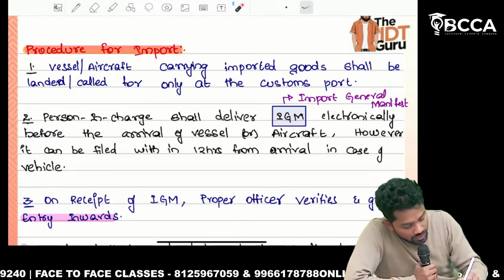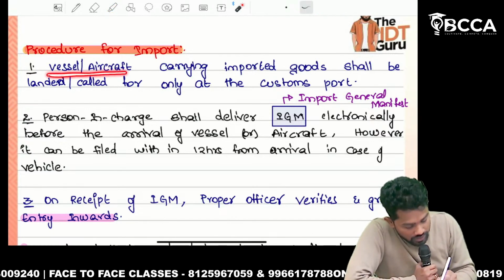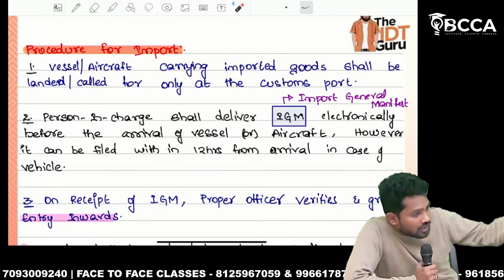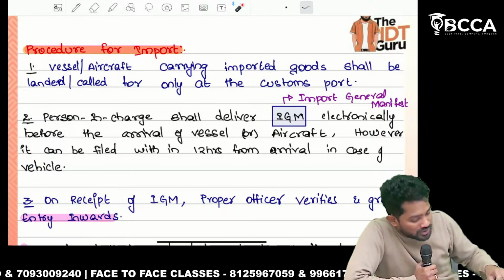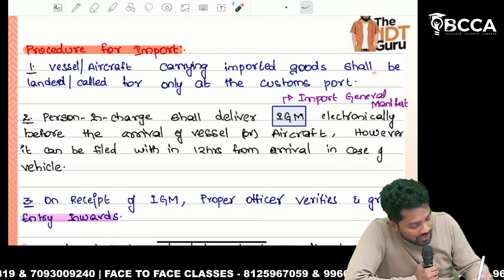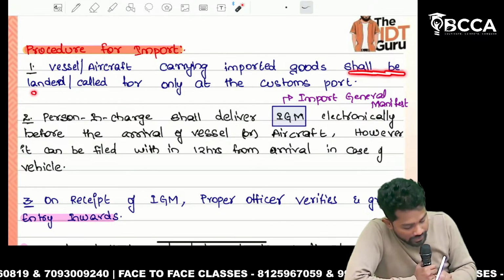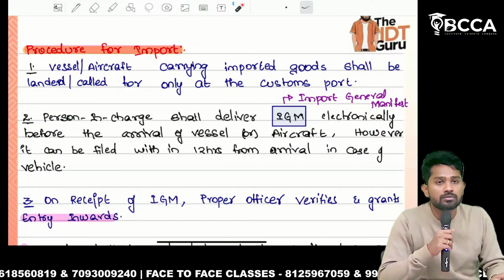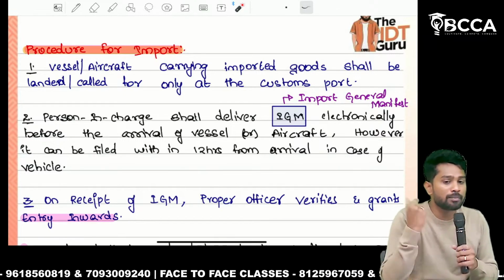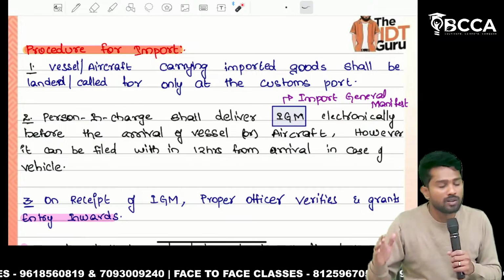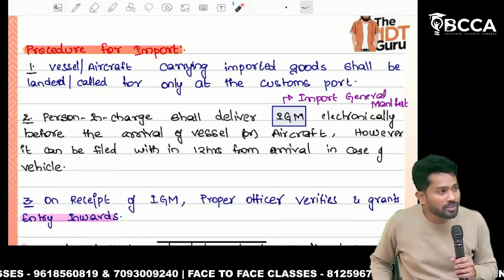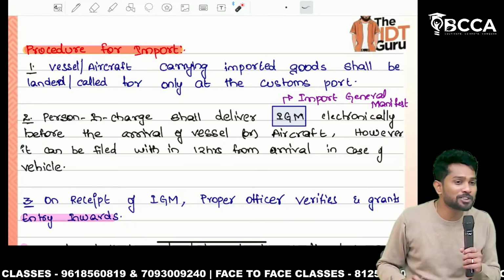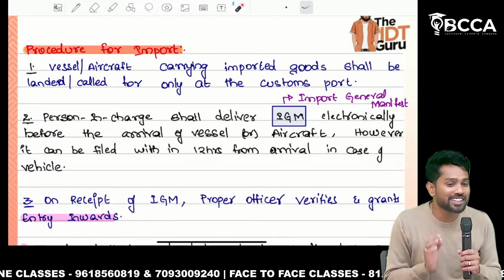Any vessel or aircraft which is carrying imported goods shall be landed, or such vessel will be called for, only at the customs port. You cannot stop wherever you want, just like, okay, here the location is quite good, I can stop here for a while and take photos and then go to the port. The aircraft or vessel cannot do that.